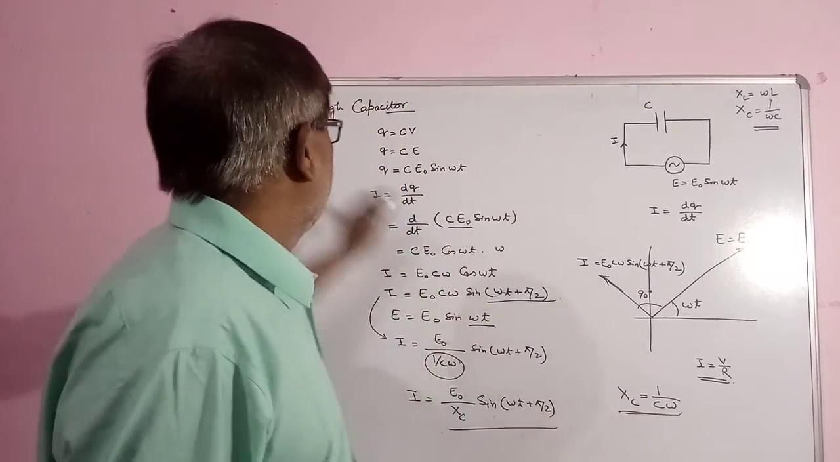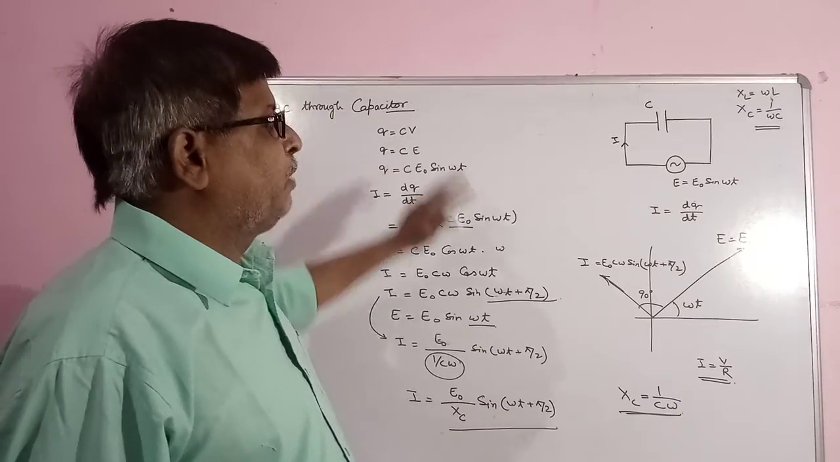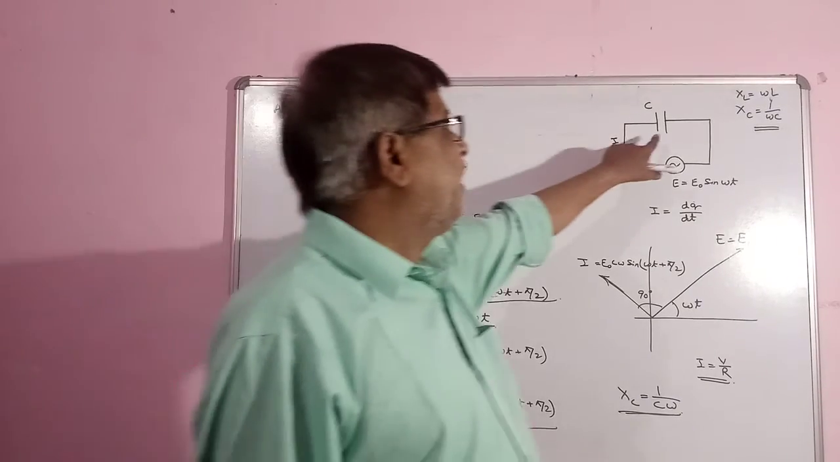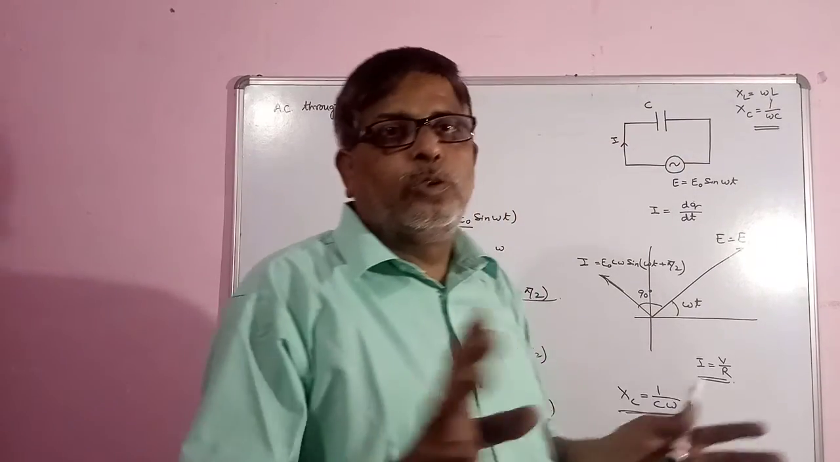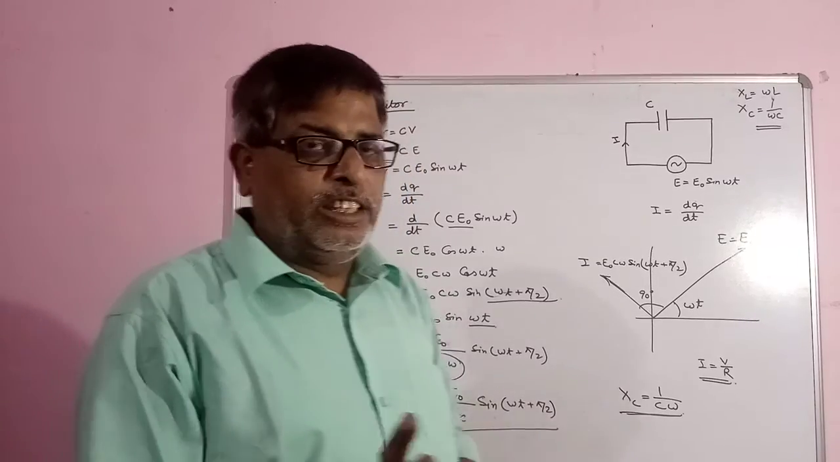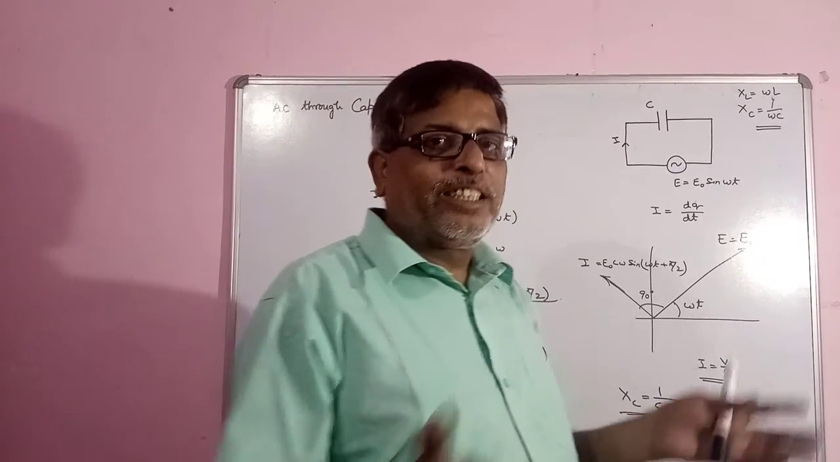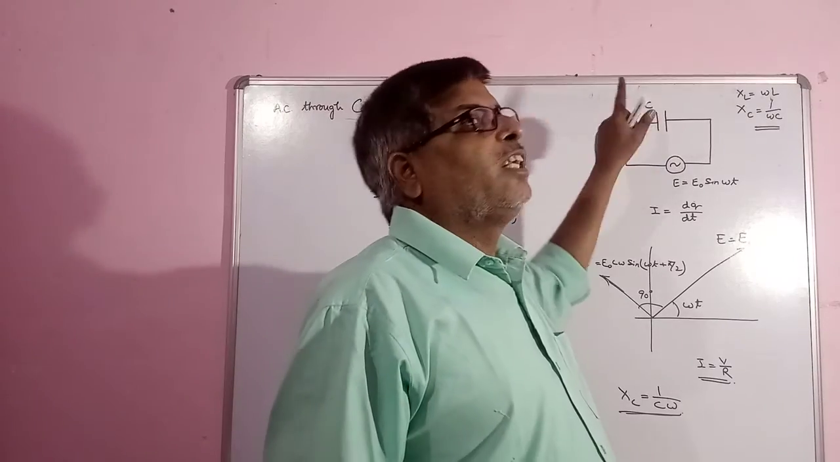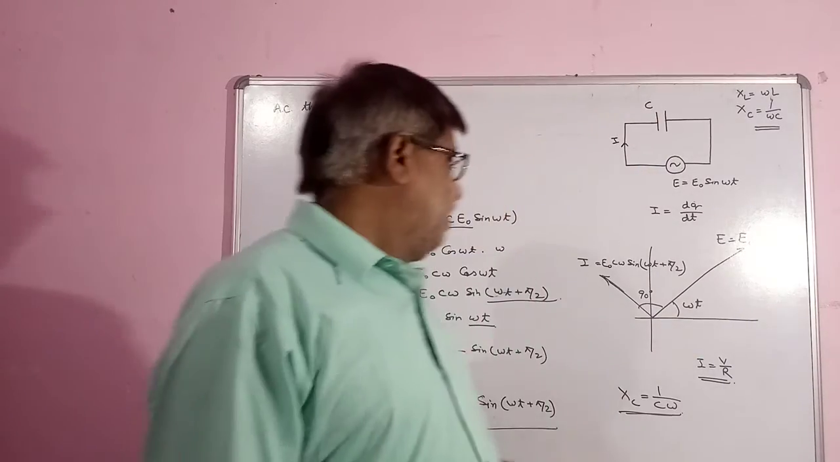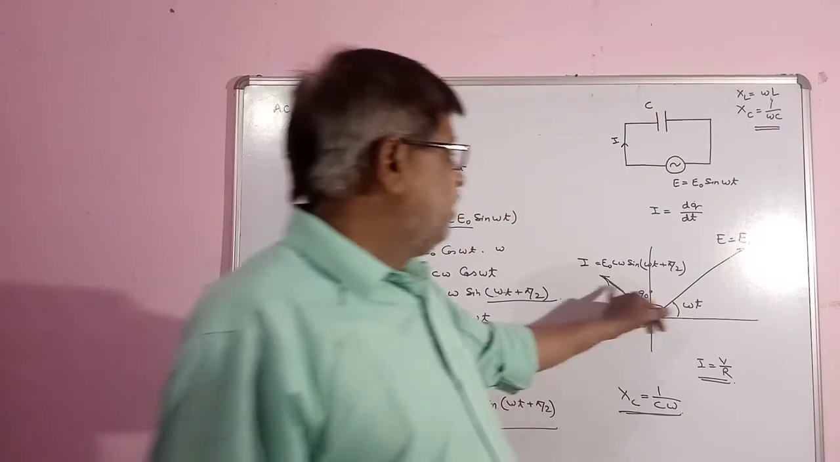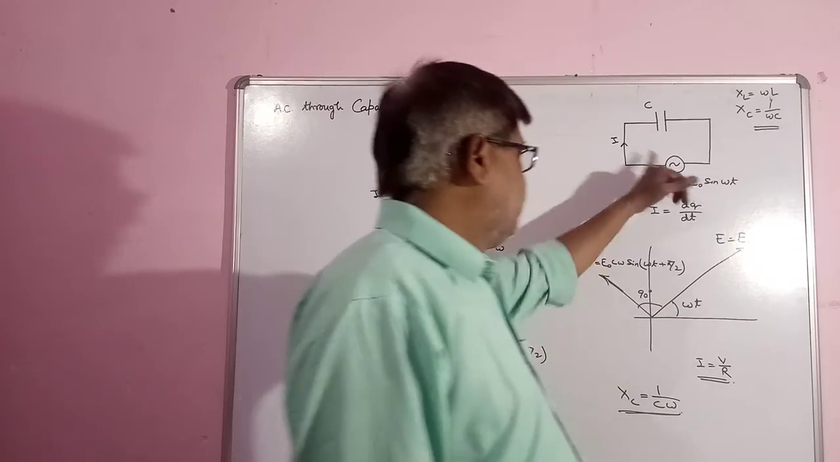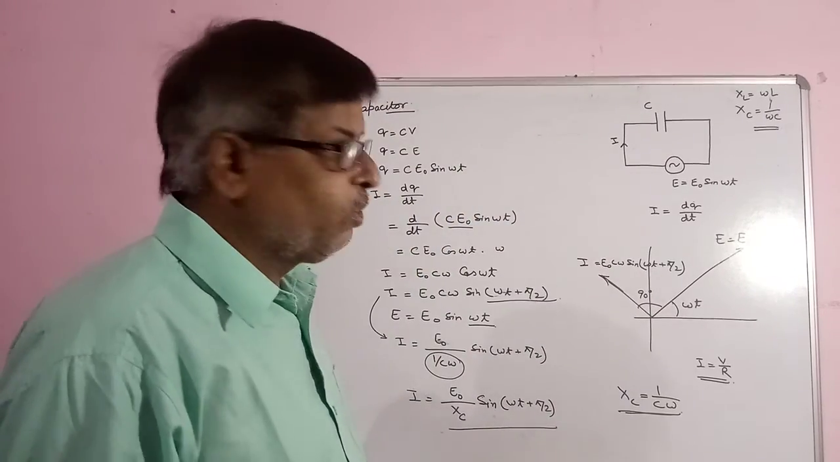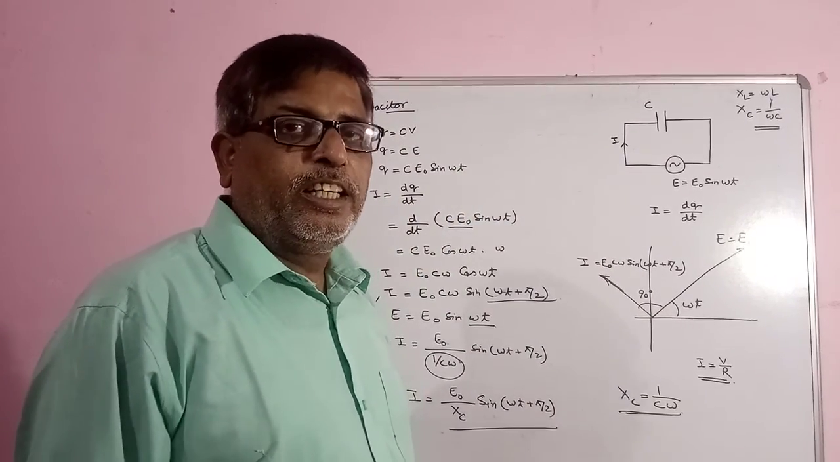So this is AC through capacitor, means this is a pure capacitive circuit, means there is no resistance and no inductive element. This is a pure capacitive circuit, and this is the phasor diagram, this is the circuit, and these are the equations of current and EMF.